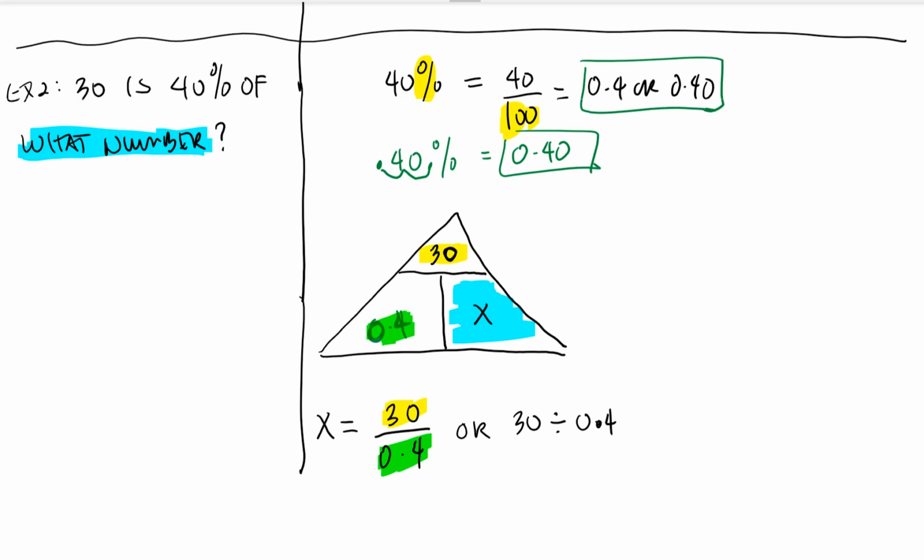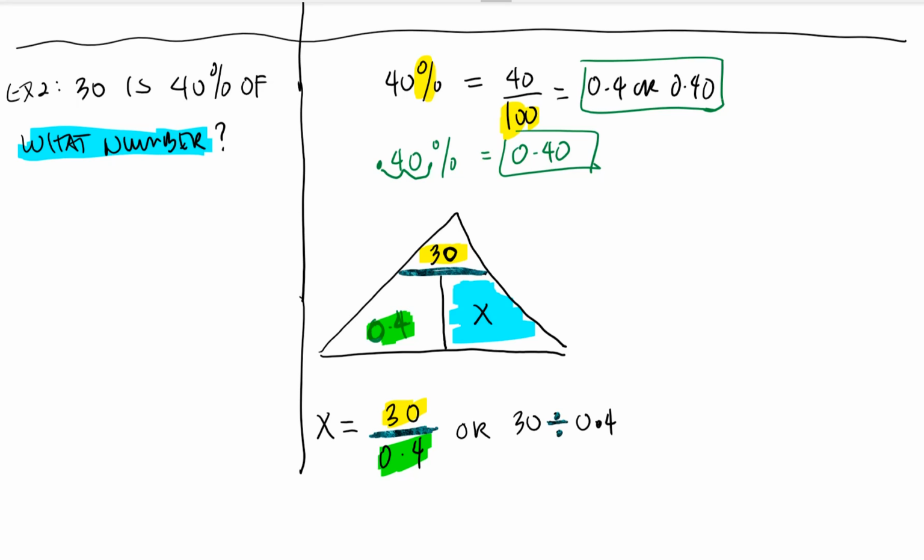So using the percent triangle, if you can see, if you have a known value on top and a known value at the bottom, the operation there is division. So therefore, this horizontal line would pertain to a division operation.